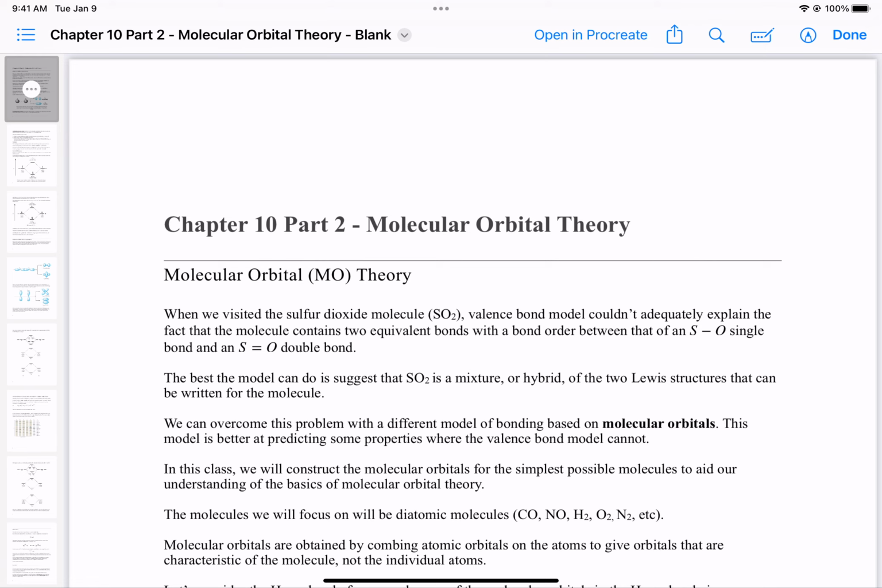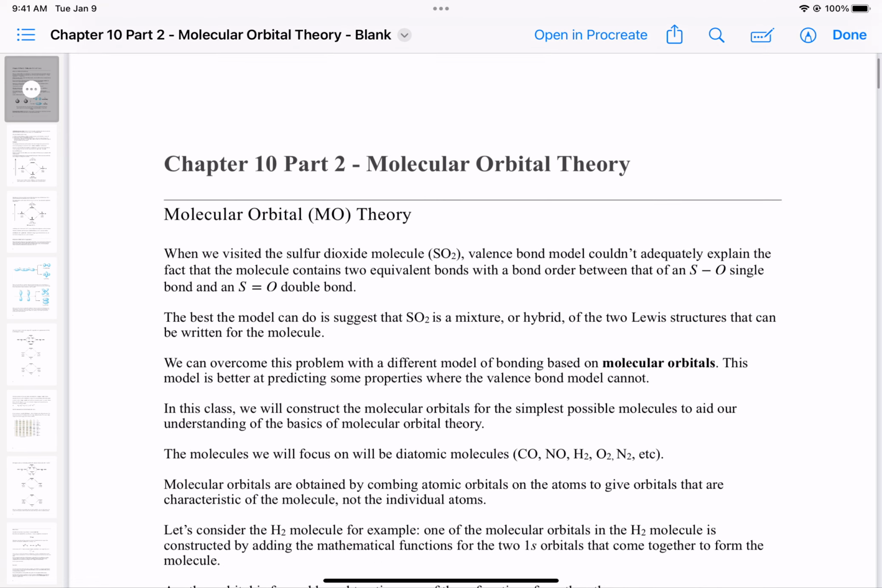All right. So first, let's go back to when we talked about the sulfur dioxide molecule, SO2. The valence bond model couldn't adequately explain the fact that the molecule contains two equivalent bonds with a bond order that's between a single and double bond. Okay? So the best thing the model can do, or the compromise, is suggest that sulfur dioxide is a mixture or hybrid of the two Lewis structures that can be written for the molecule.